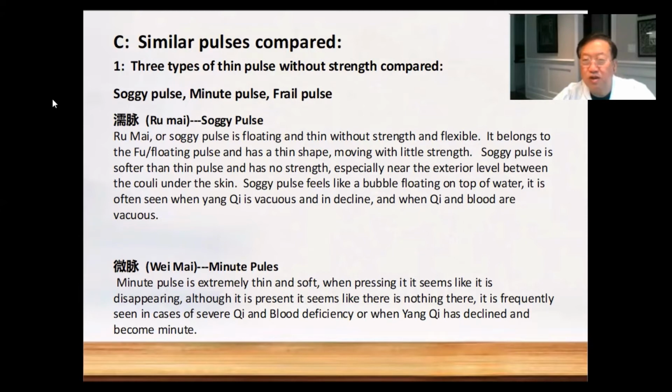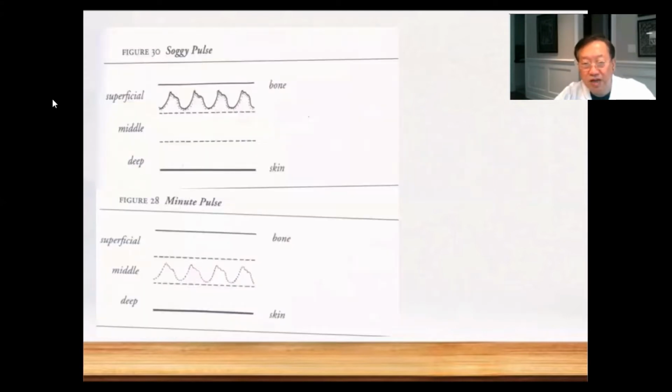It is often seen when yang qi is vacuous and in decline, and when qi and blood are vacuous. Weimai, minute pulse. Minute pulse is extremely thin and soft. When pressing it, it seems like it's disappearing. Although it is present, it seems like there's nothing there. It's frequently seen in cases of severe qi and blood deficiency, or when yang qi has declined and become minute. Images of soggy and minute pulse to compare.